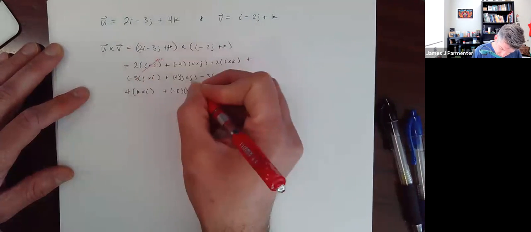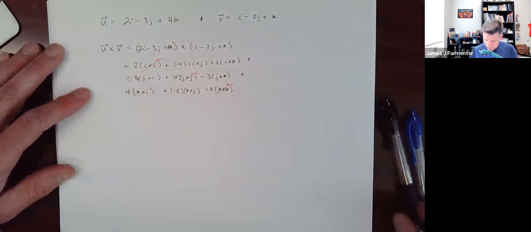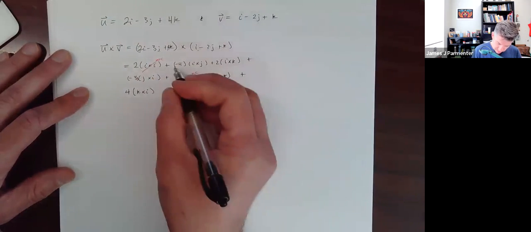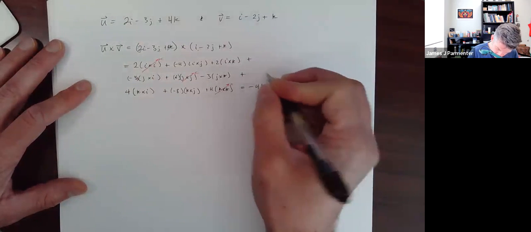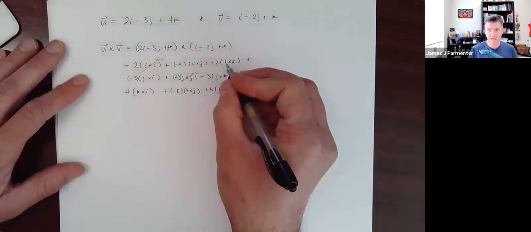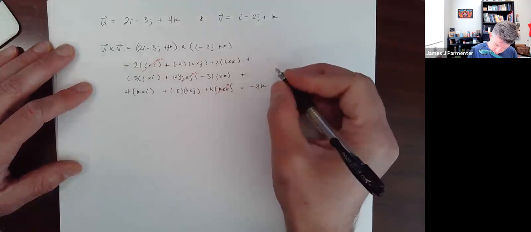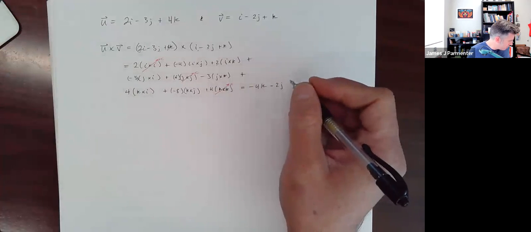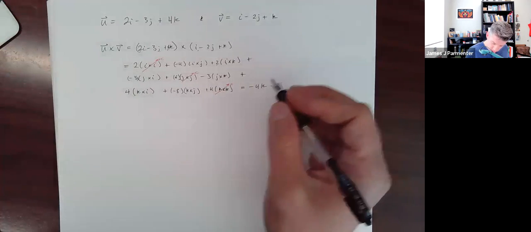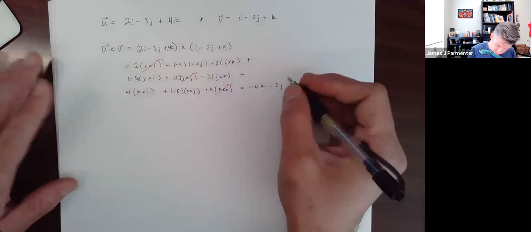That's 0. That's 0. That's 0. And I end up getting, let's see, so I cross J is K, so I get negative 4K. I cross K is negative J, so I'm going to get minus 2J. I should double check that, I cross K is negative J. Good. Okay, I thought so, I was only sure.